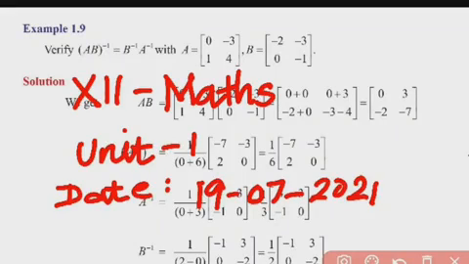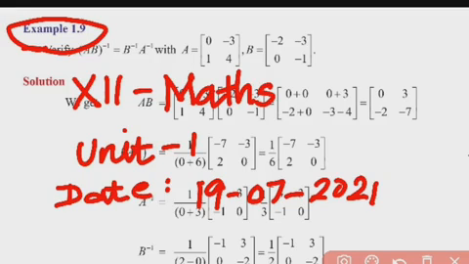Hi students, today we are going to see example 1.9 and 1.10. Today we are going to see two example sums, example 1.9 and 1.10. Come, let's see the sums.